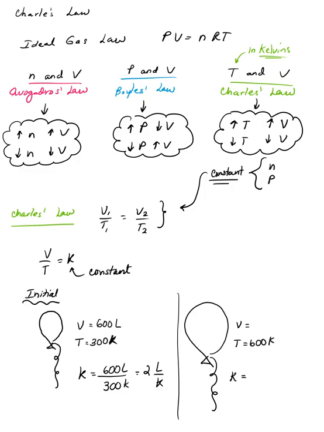Then we have Boyle's law. In Boyle's law, we see the relationship between pressure and volume. So the relationship between pressure and volume is inversely proportional, which means that if the pressure is increasing, the volume is decreasing. And the other way around, it's also true. When the pressure is decreasing, the volume is increasing.